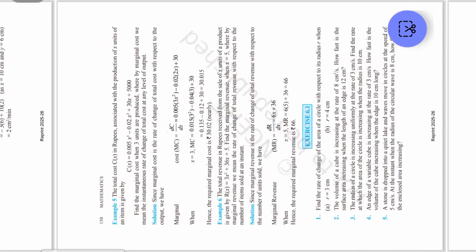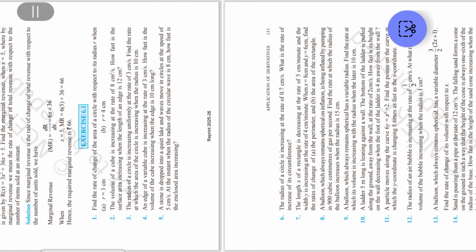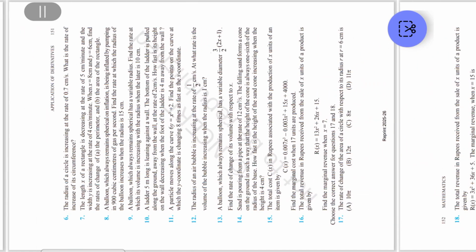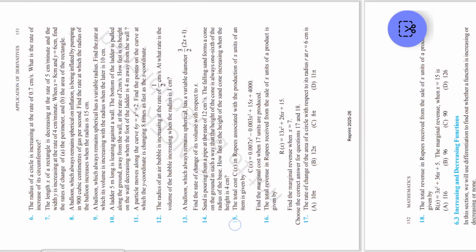And in exercise 6.1, question number 2, the volume of the cube, and the stone dropped into a quiet lake, this 2 and 5th are important. And the next ones are question numbers 15, 16, 17, and 18 are also important for your MCQ questions.